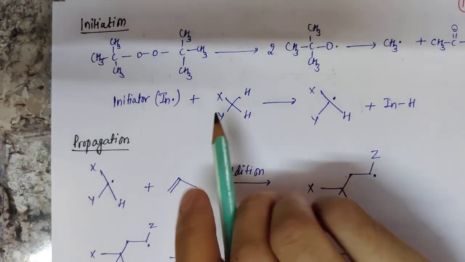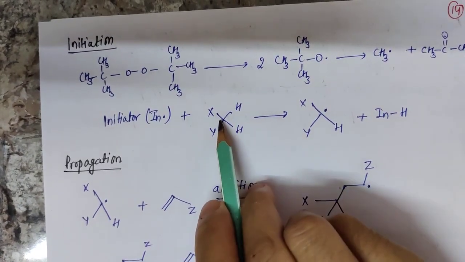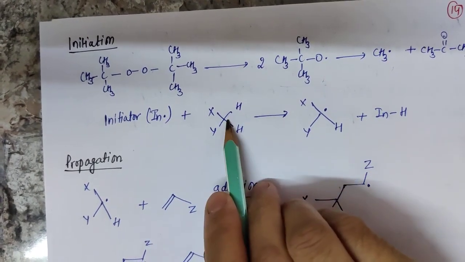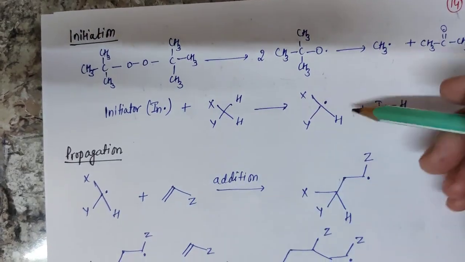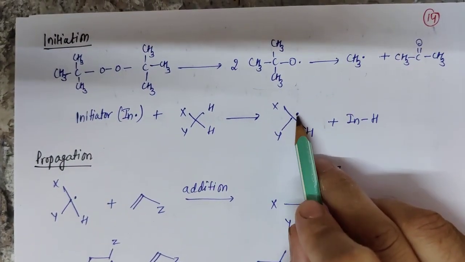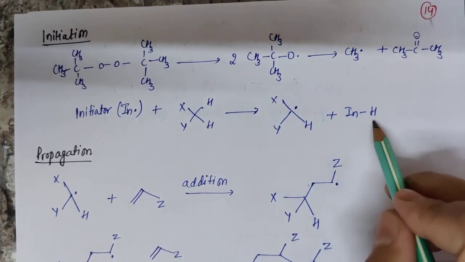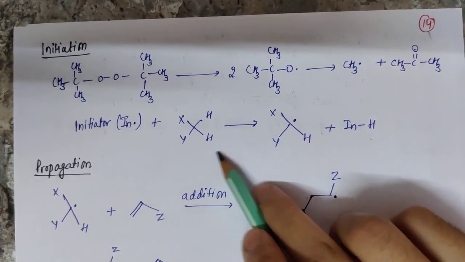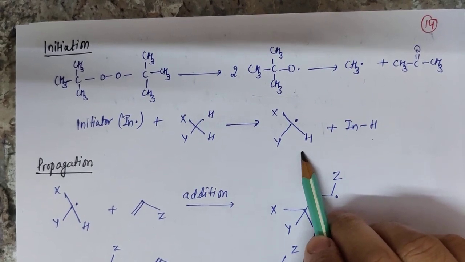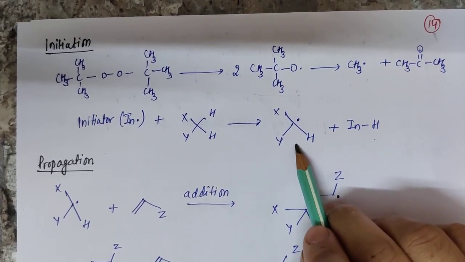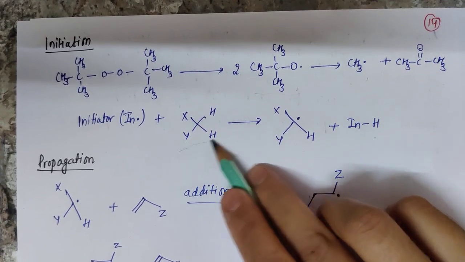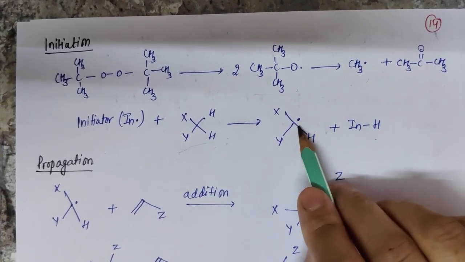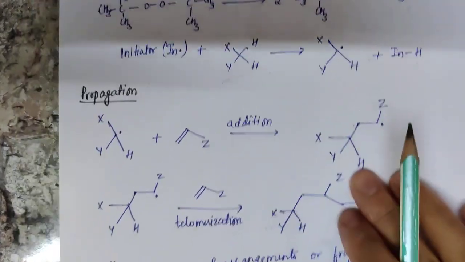So if we have a compound with CH bond, the initiator will abstract one of the hydrogen and it itself will get in a stabilized form but convert the compound into the radical. Now this is one of the reactant. It gets converted into radical.